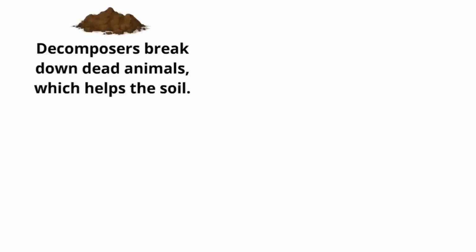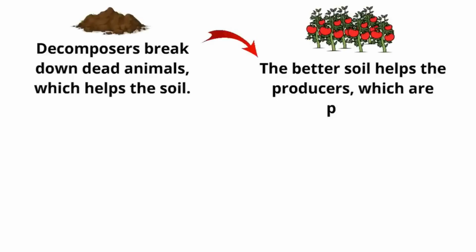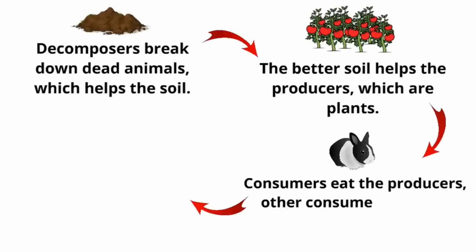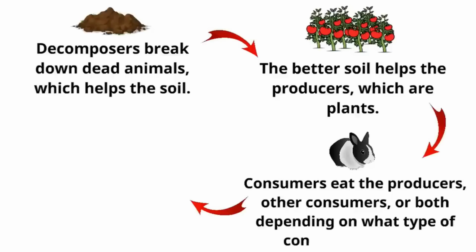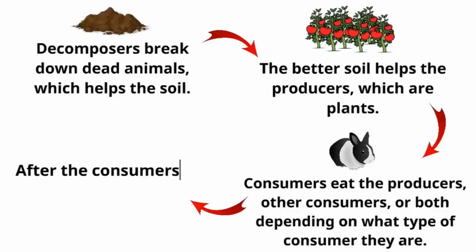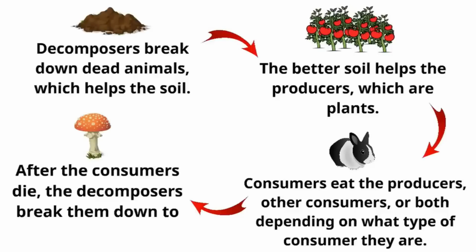So, decomposers break down dead animals, which helps the soil. The better soil helps the producers, which are plants. Then consumers eat the producers, other consumers, or both, depending on what type of consumer they are. Then, after the consumers die, the decomposers break them down to help the soil. And it starts all over again. It's like this chain. It's the food chain.